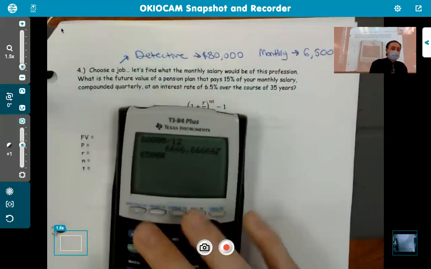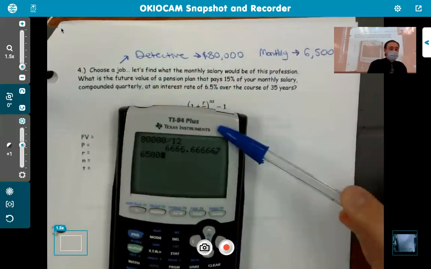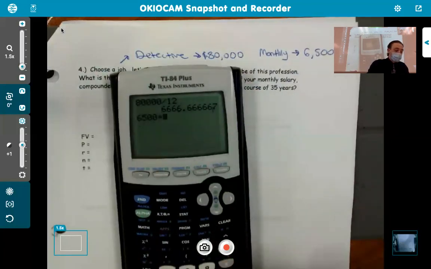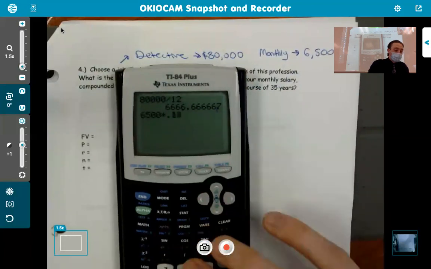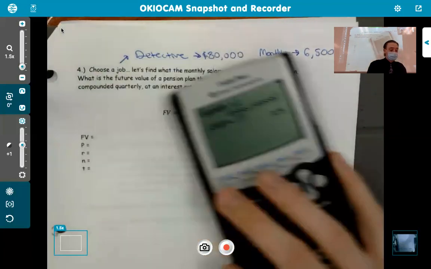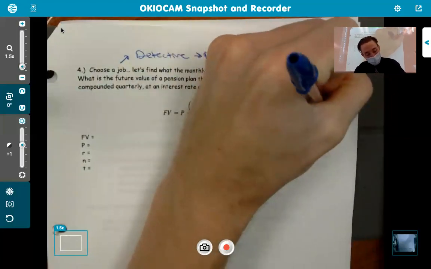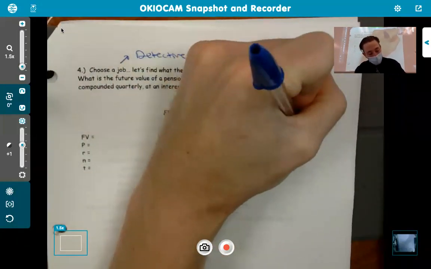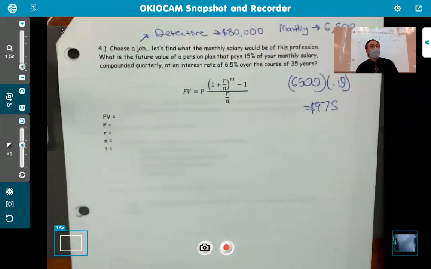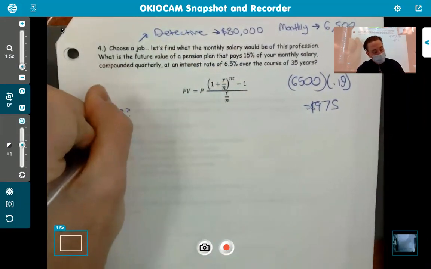So what we did is we started with the yearly salary. We found what would be monthly. And then we're taking this number now, the $6,500, that monthly payment that you're getting. And we're taking out 15% of it. So multiplying it by 0.15. All right. And it's $975. So 6,500 times 0.15 gave us the $975. And Jenna, as you said, that's going to be our payment each month. So we're trying to find what that future value is.